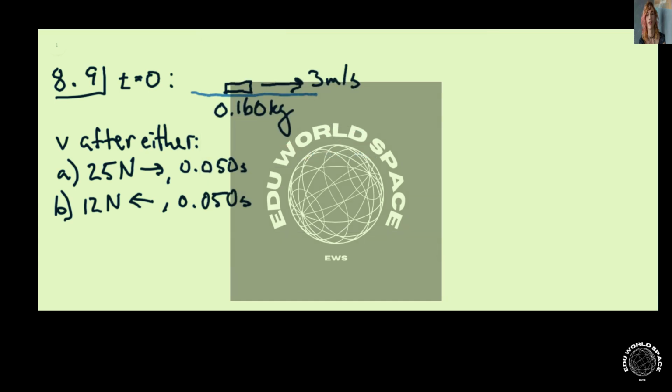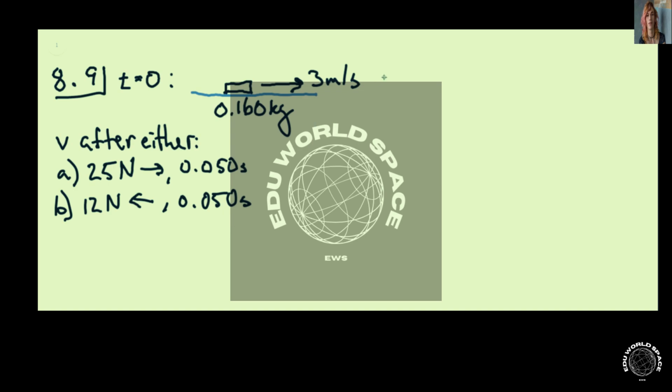So in problem 8.9 here, we have a hockey puck. It's moving on some frictionless ice at 3 meters per second to the right. Now what we need to do is figure out how fast it's going to be going after either a 25 Newton force acts on it for 50 milliseconds or a 12 Newton force acts on it for 50 milliseconds. This is not like in sequence. This is suppose this happens, or suppose instead this happens.